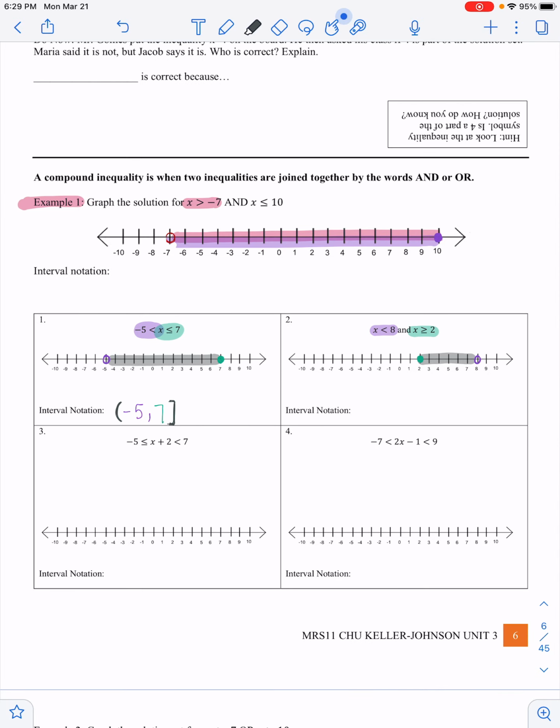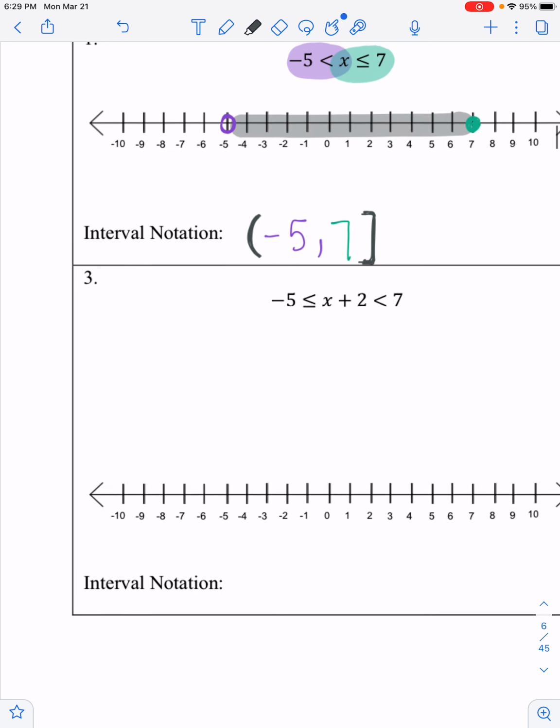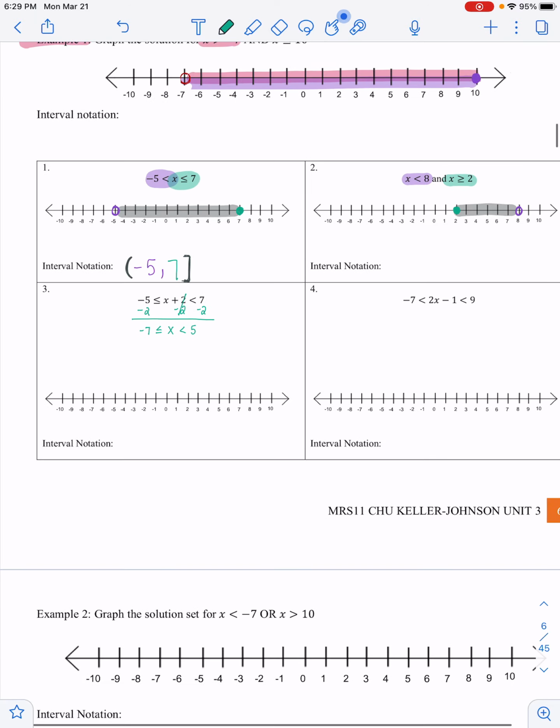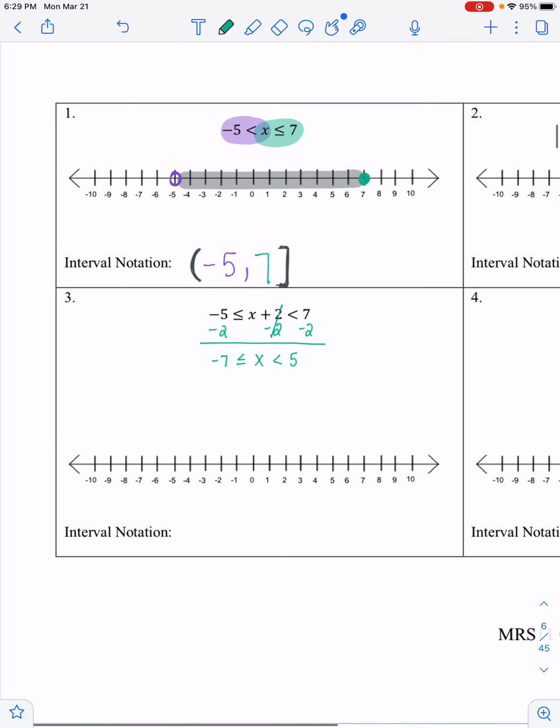All right, I'm going to do one problem where we try to solve. Notice how x is not by itself. We need to get x by itself. What we're going to do is subtract 2 from all 3 sides. It's a double inequality, so we need to make sure we do that. We get -7 less than or equal to x less than 7 minus 2, which is 5. Now go ahead and try to graph this, and we'll do the interval notation also. I forgot to do it for 3.